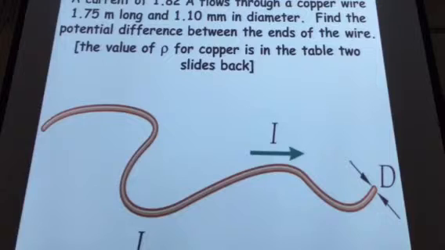Okay, go ahead and try this one on your own. It's just a plug and chug using that equation. I think I had the resistivity of copper for you on that page in your notes. So you're going to have to look up the resistivity of copper, multiply it by the length of the wire divided by the cross-sectional area, and you should get this.